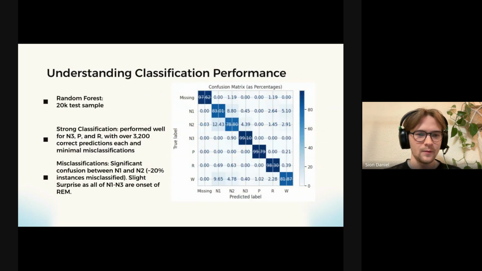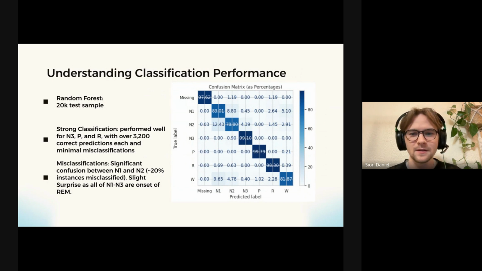Now looking at performance for Random Forest, here we have the confusion matrix represented as percentages, where each row is the true sleep stage and each column is the percent of predictions made for each stage. Our model demonstrated excellent classification for key stages, for instance, accurately predicting 98% of N3 and 99% of REM, showing real strength in recognizing deep sleep. Similarly, for the preparation stage, it achieved near perfect accuracy.